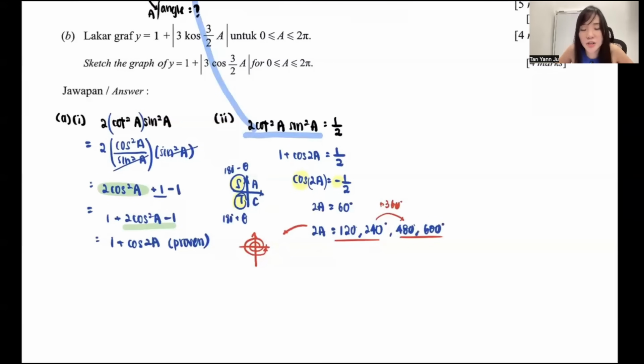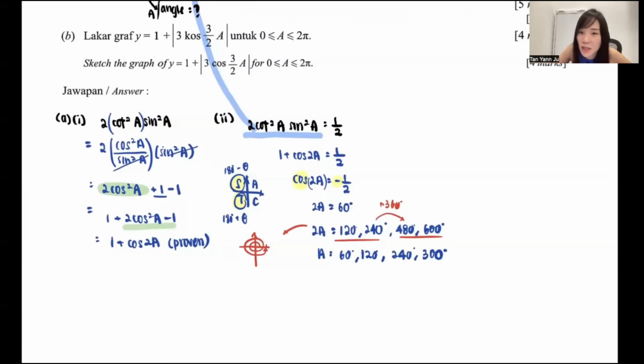Can you guys see it? Then don't tell me, "Teacher, the answer is more than 2 pi already." Never mind, this is 2A and I want to find A. So that's why I divide by 2. 120 divided by 2, I'm getting 60. 240 divided by 2, I'm getting 120. 480 divided by 2, I'm getting 240. 600 divided by 2, I'm getting 300. See it? So this is my A answer.